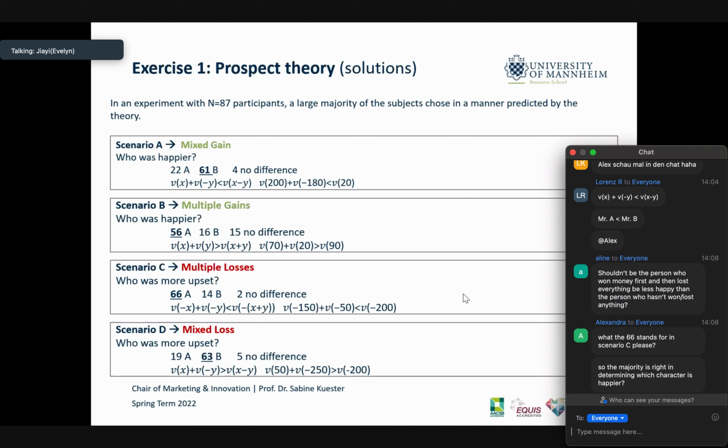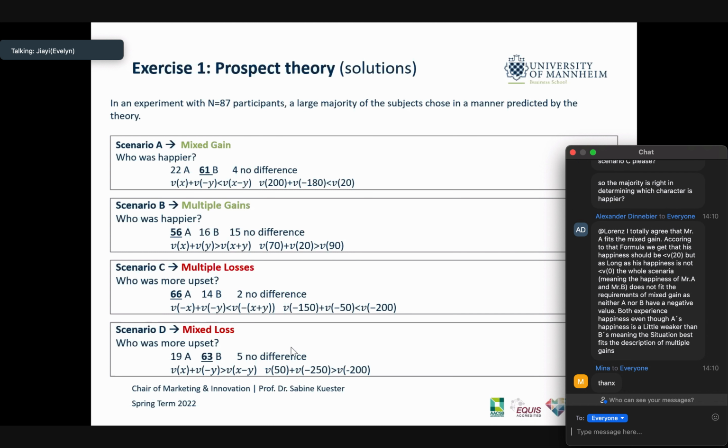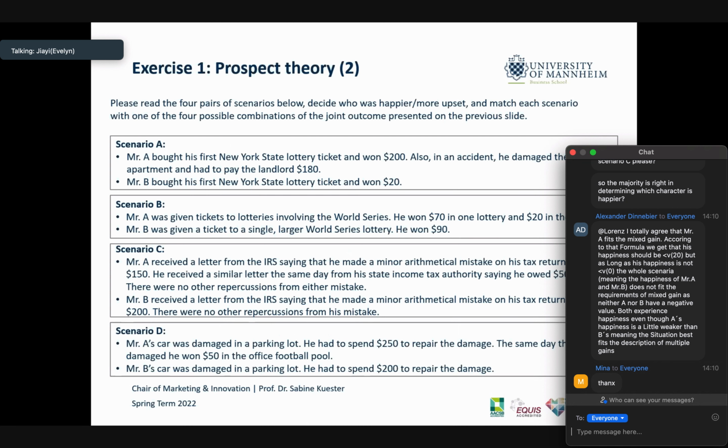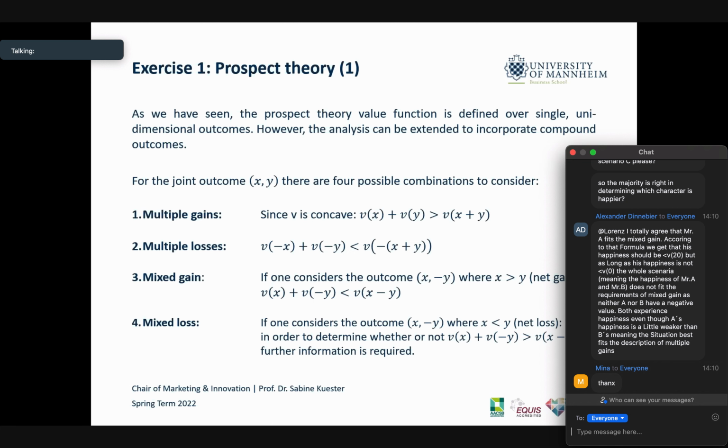Yes, so I also have a question regarding this scenario D, because if you go one slide back, you said that if we consider this situation, further information is required. Or one more, like 10. Yeah. So how can you decide in the given questions that B is happier? Because in the theory, we need more information.